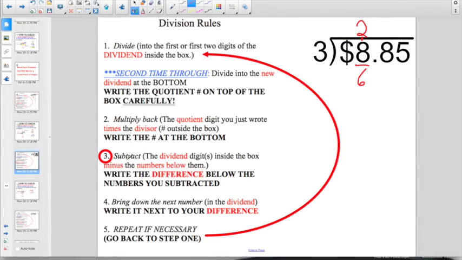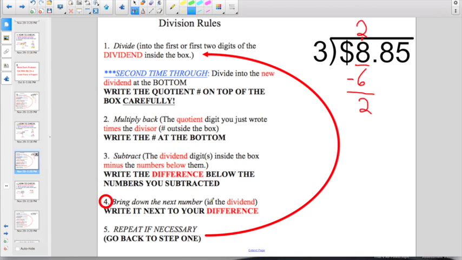Okay, let's get ready for step 3. Subtract the dividend digits inside the box minus the numbers that you wrote when you multiplied back. 8 minus 6, I think everybody in the room knows that would be 2, right? So you write the difference, the answer when you subtract, below the numbers you subtracted.